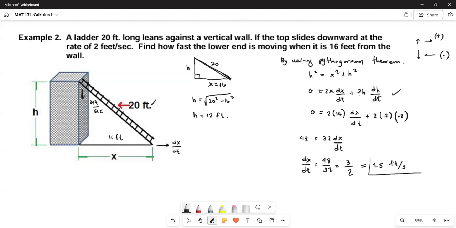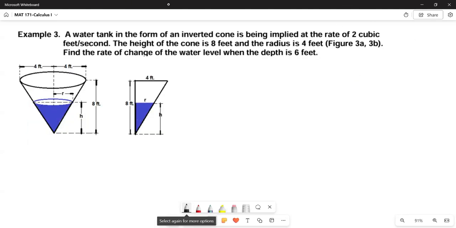So ito na yung ating final answer which is the rate or how fast o yung speed natin kung gaano kabilis gagalaw yung lower end ng ating ladder. Okay? So we have here example number 3.